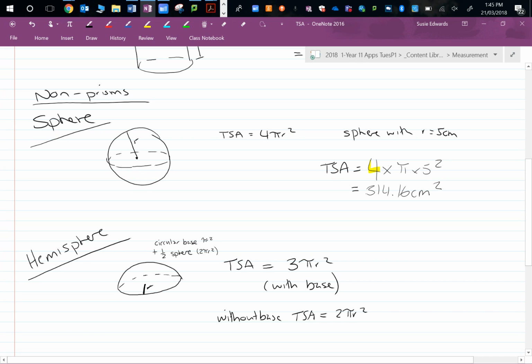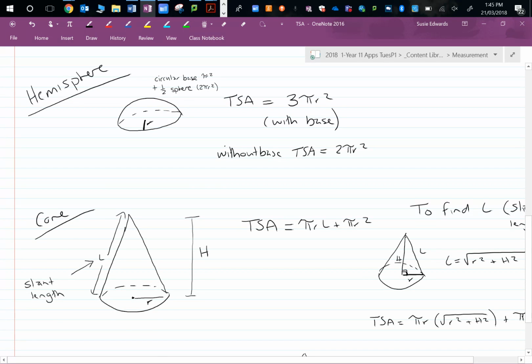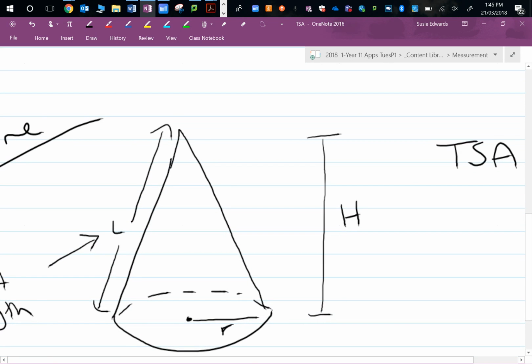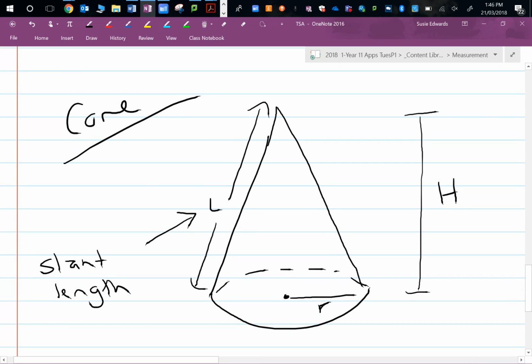So if we look at a cone, we're looking at a circle which goes up into a point. It has a height, it has a radius, and sometimes it has a slant length, which is this. If you don't have the slant length, what do you think you might need to do? You might need to figure it out.